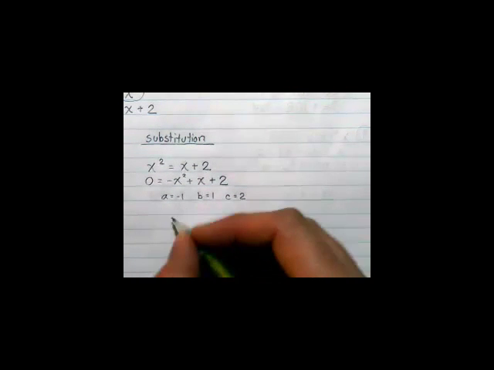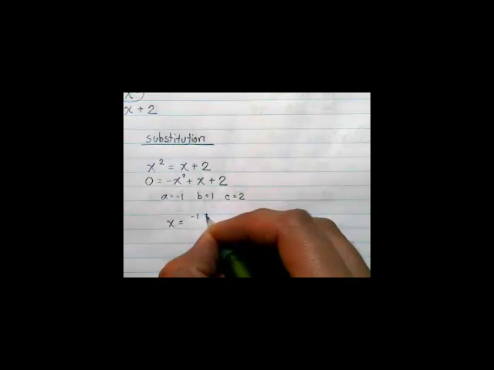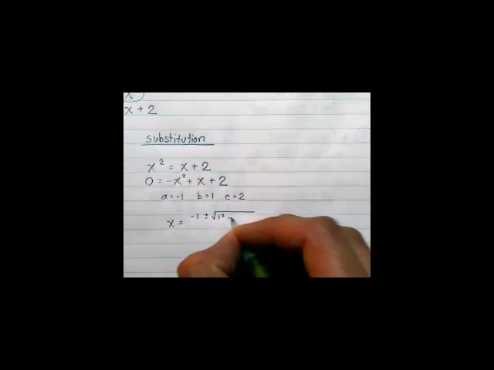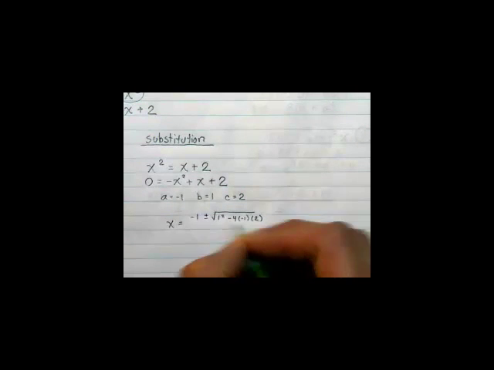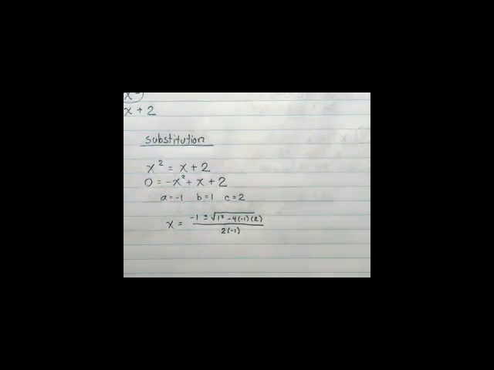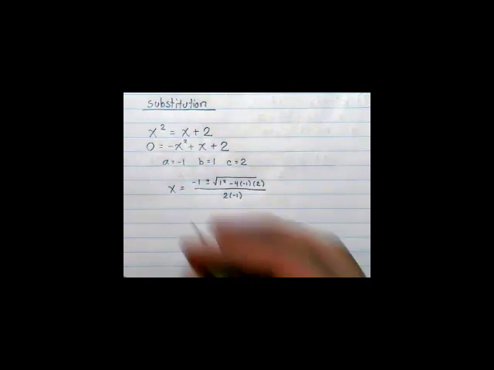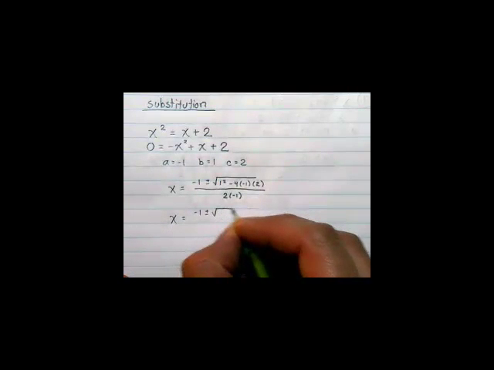We're going to have x equals -b, so -1 plus or minus the square root of 1 squared minus 4ac, all divided by 2 times a. All right, so everybody can see that? It's kind of small. All right, -1 plus or minus the square root of 1 squared minus 4 times -1 times 2, all over 2 times -1.